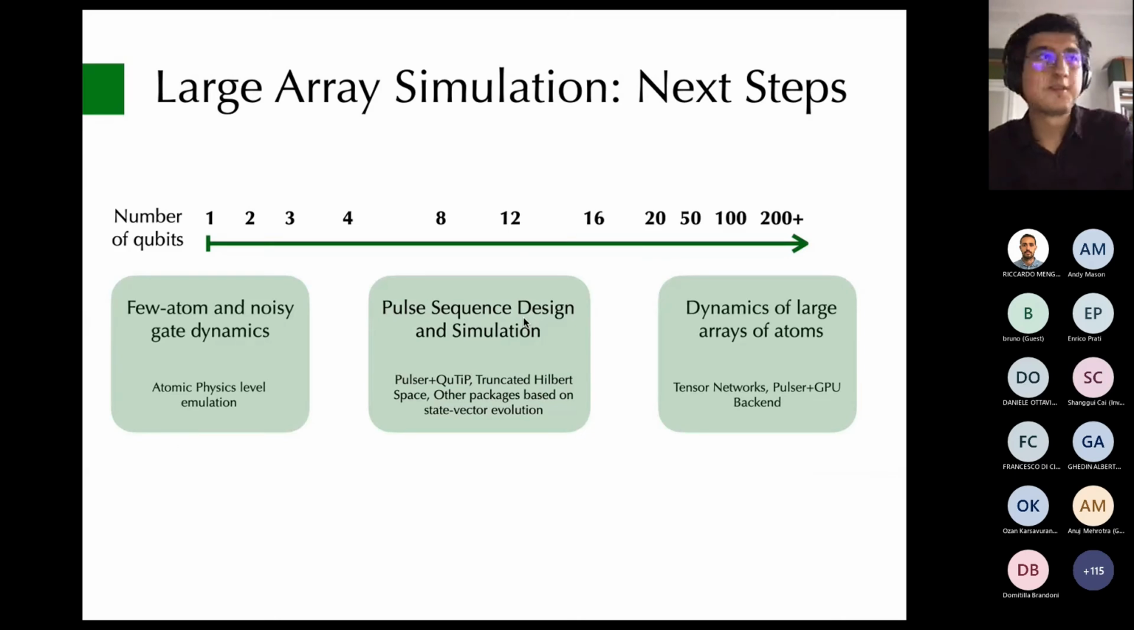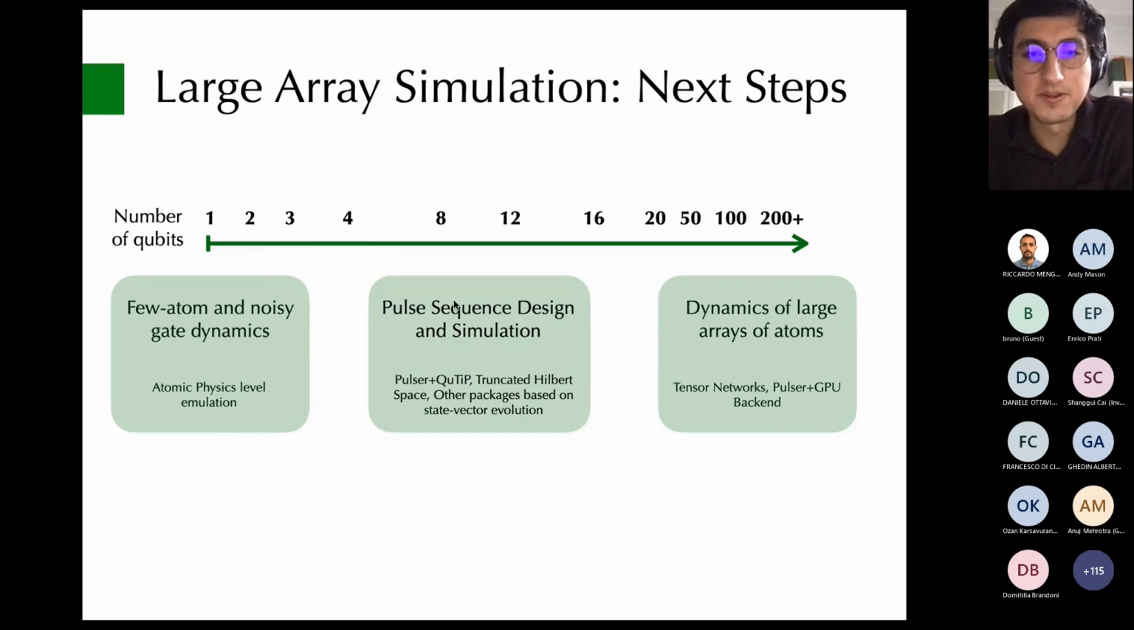Now, as a summary, I guess you could see that the numerical computations in Pasqal depend on the number of qubits you're interested in. So if you have a few qubits, you can still do a lot in terms of understanding the fidelities and the errors that are happening in your machine. So it takes a lot of computation on that side. Atomic physics level emulation, and we are working hard in trying to have the most detailed model possible to help with the hardware design.